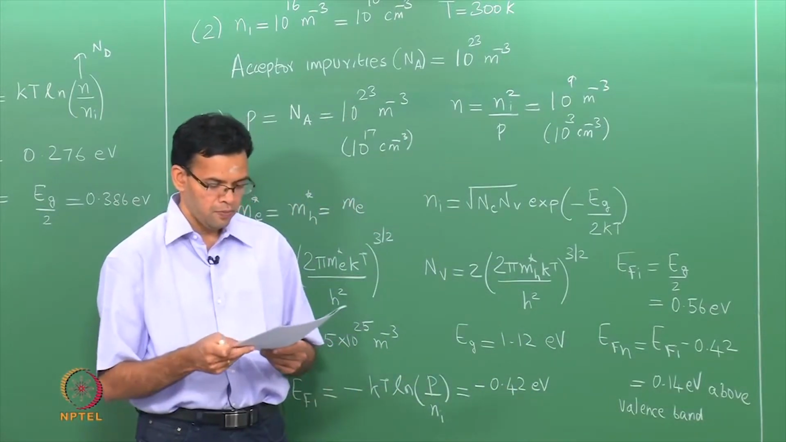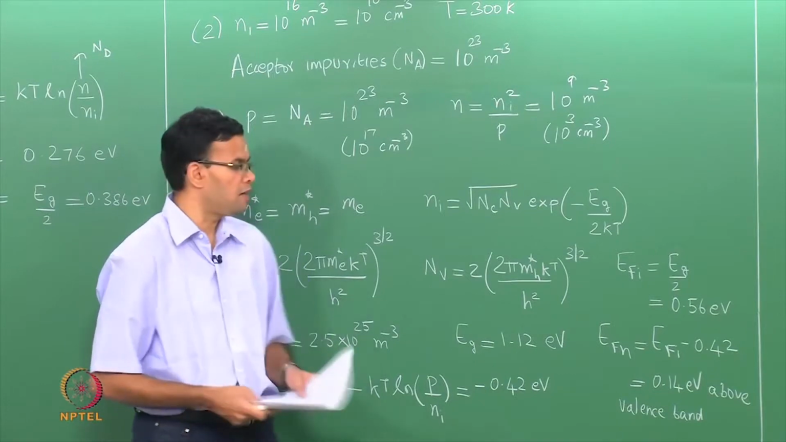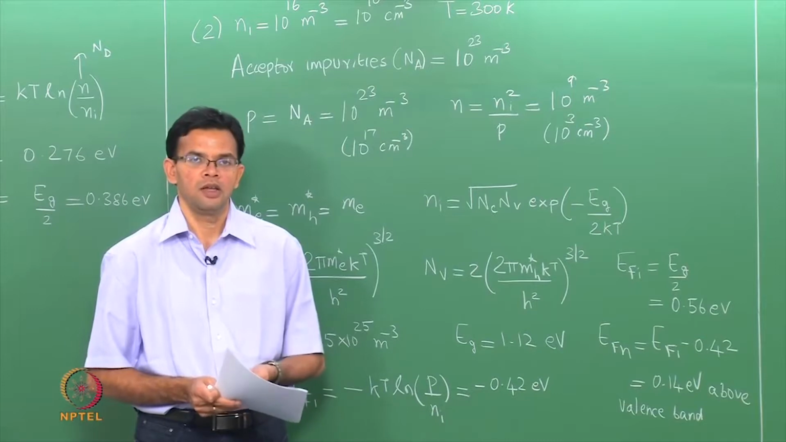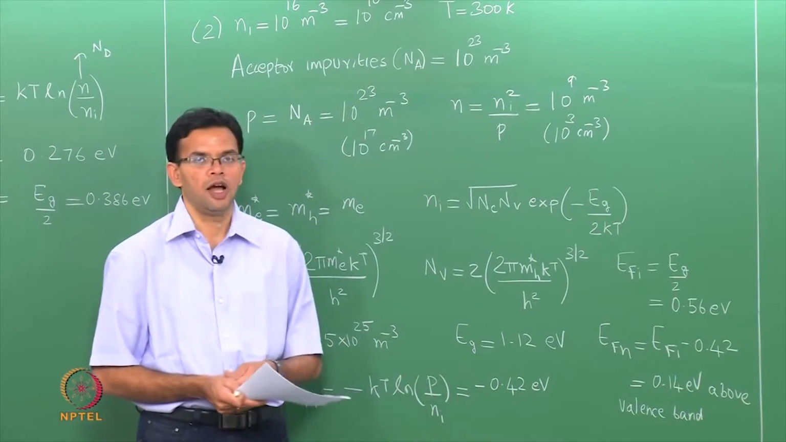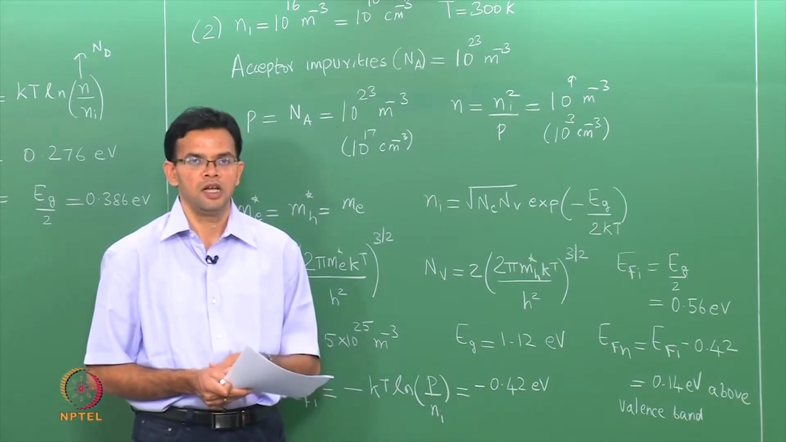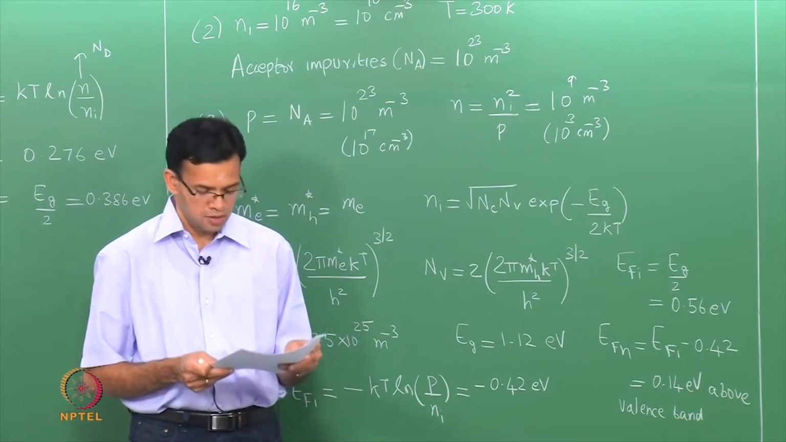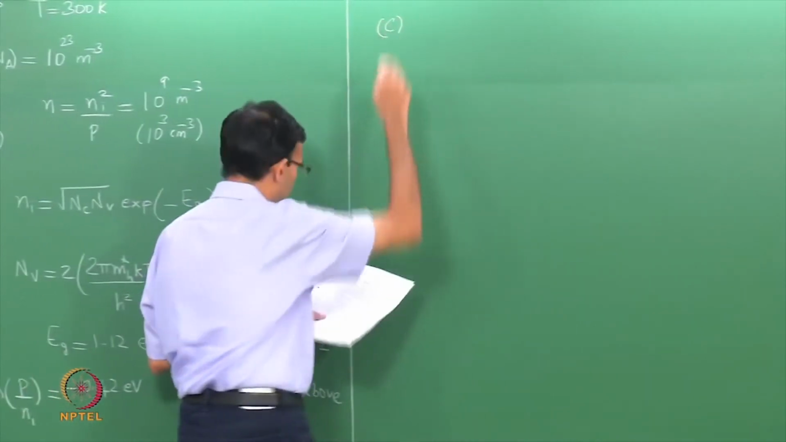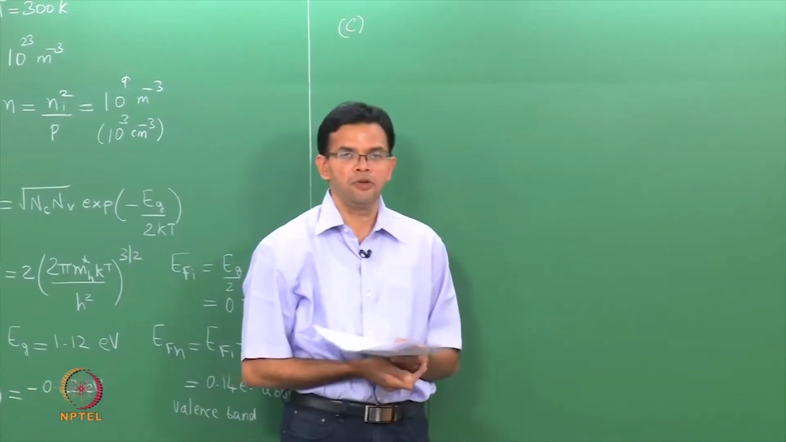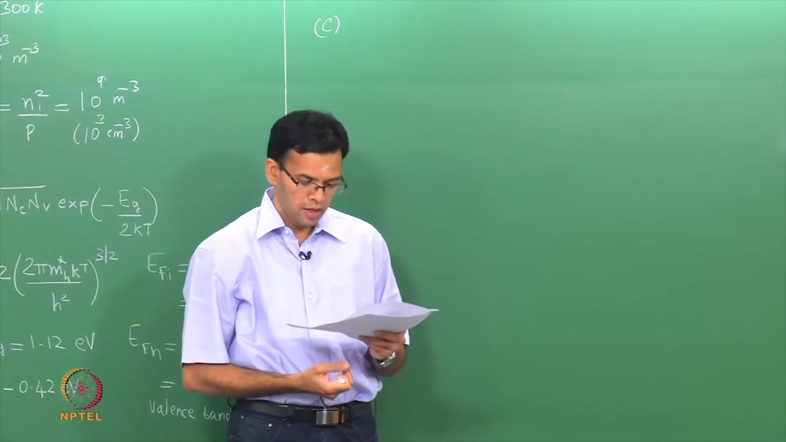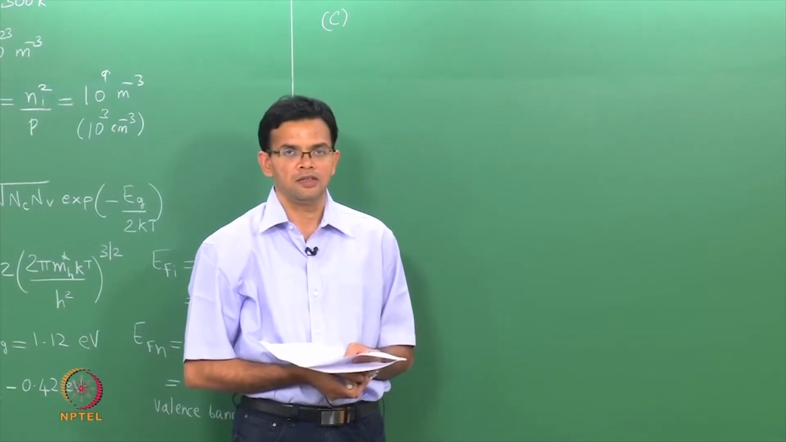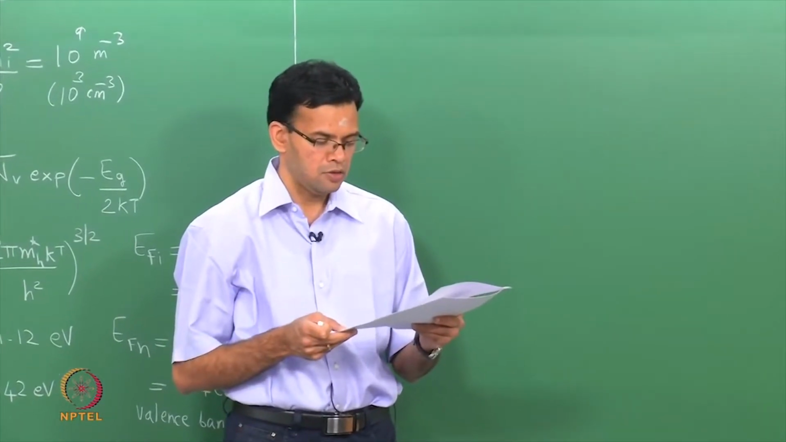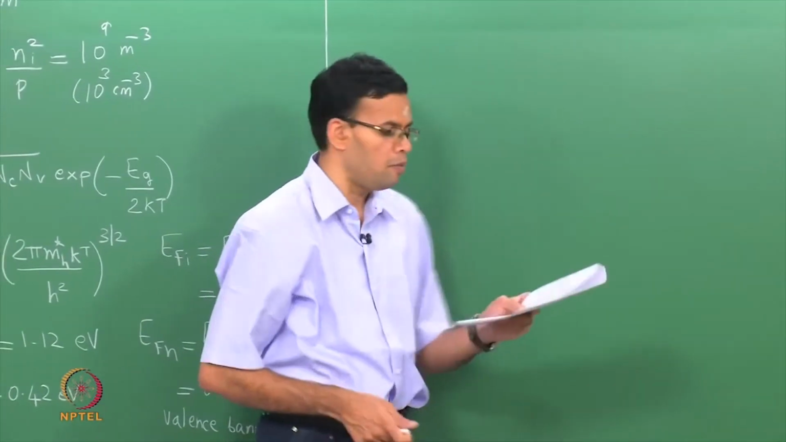So, in a way, problem 2, part B, is very similar to what we did in problem 1, except that now we have acceptor impurities instead of donor impurities. So, in part C, the question says donor impurities are now added to a concentration of 5 times 10 to the 22. What are the new values for the 4 quantities calculated above?